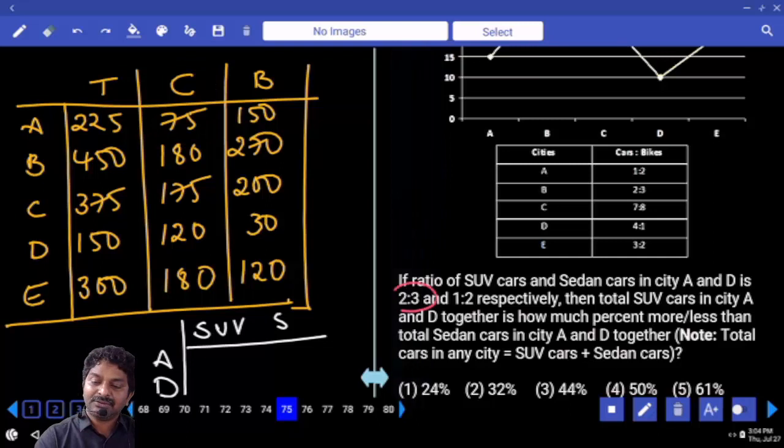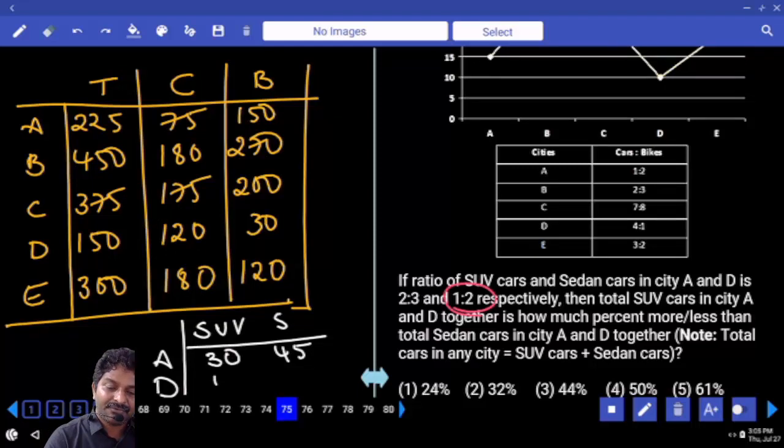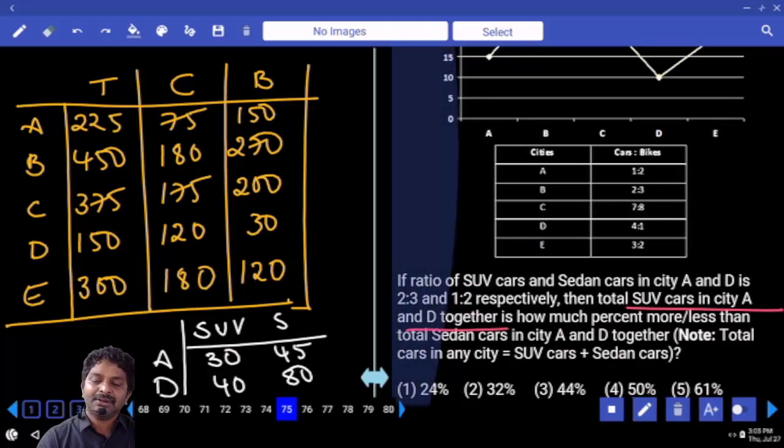75 is divided into 2:3 ratio. 5 parts is equal to 75. Each part is equal to 15. 2 parts and then 3 parts. Next, in D, total how many cars are there? 120 is divided into 3 parts. 1 part 40, 80.